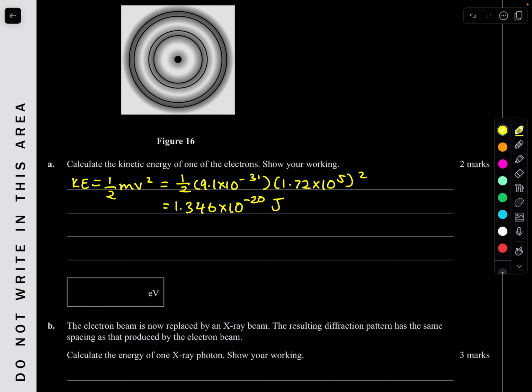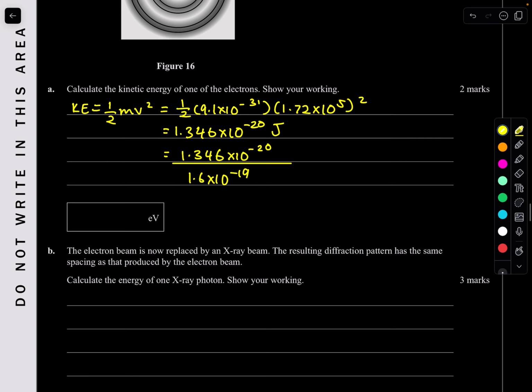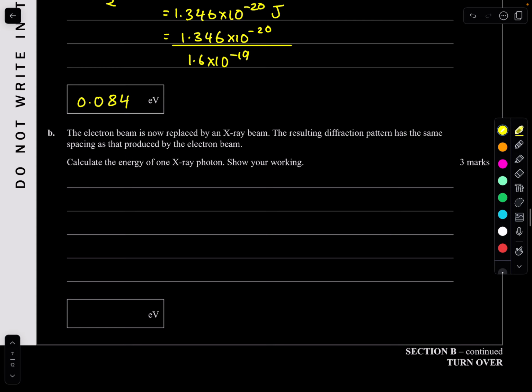And make sure to get it in electronvolts. That's the unit. So what we just have to do is divide that value by 1.6 times 10 to the negative 19. And so that gives me basically just 0.084. Done. Part B. The electron beam is now replaced with an X-ray beam.